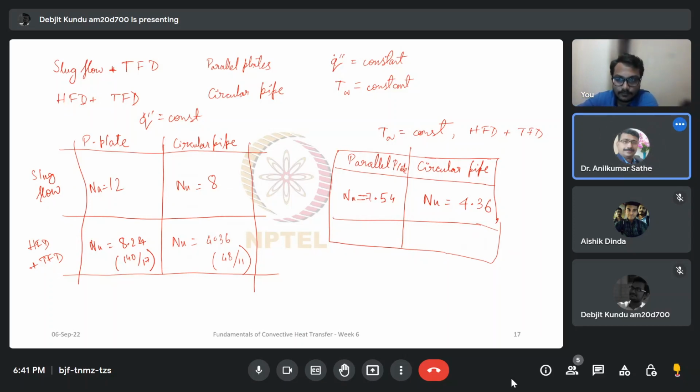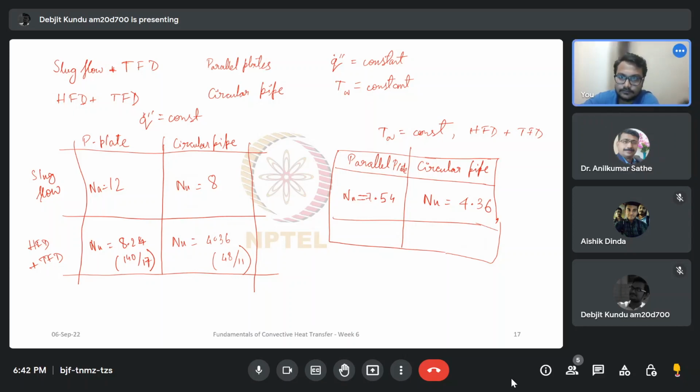If there is a flow through parallel plate or a circular pipe, properties are given to calculate Reynolds number and everything. Reynolds number, then Prandtl number, we can calculate. Then, at a particular point, and the constant heat flux or constant wall temperature condition is given, if I want to calculate where the flow is fully developed, that entrance length I need to calculate.